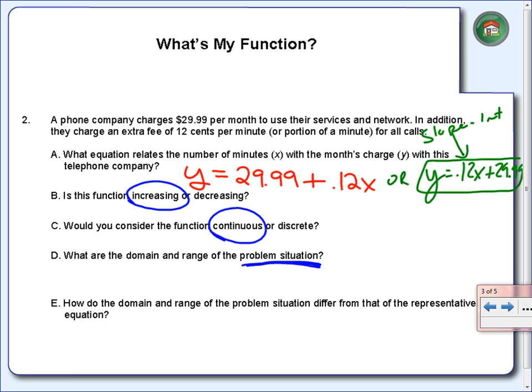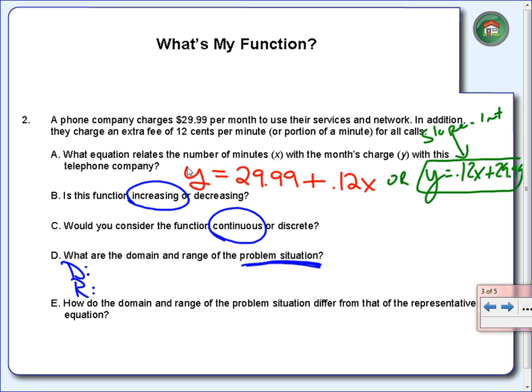D wants to know what is the domain and range of the problem situation. I want you to underline this part for me here. The problem situation. Let me start with the domain, the x values. What kind of x values do we have in our problem situation? First of all, the x, what do they represent again? Yes, it is the domain, but what do the x's specifically represent?